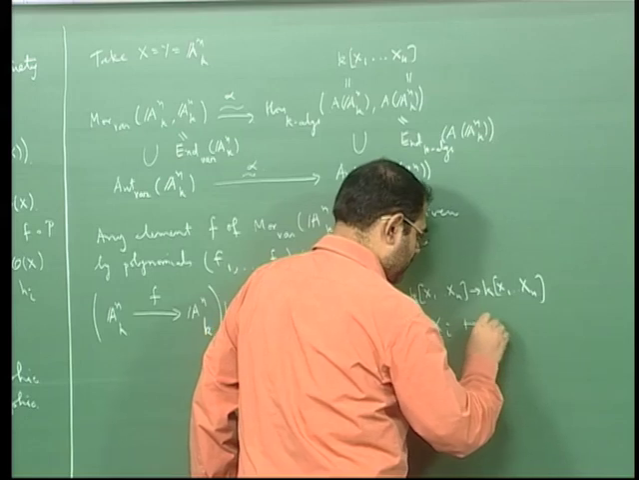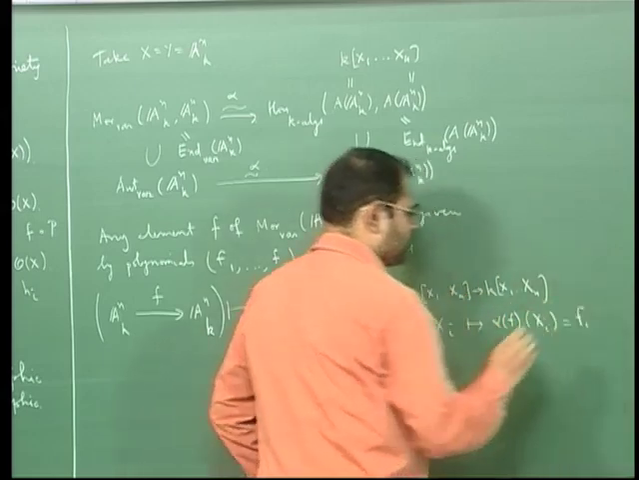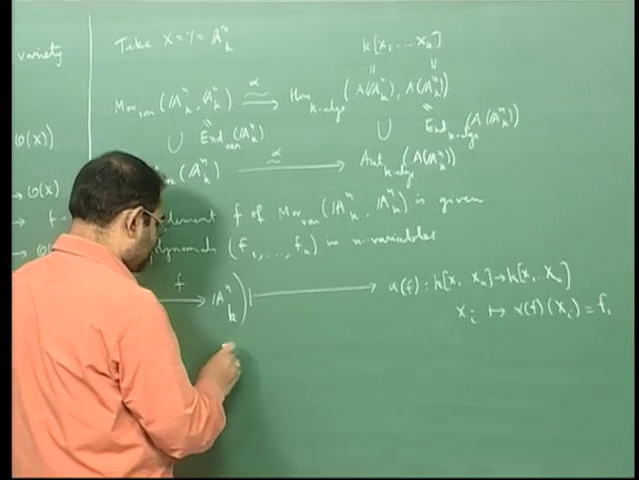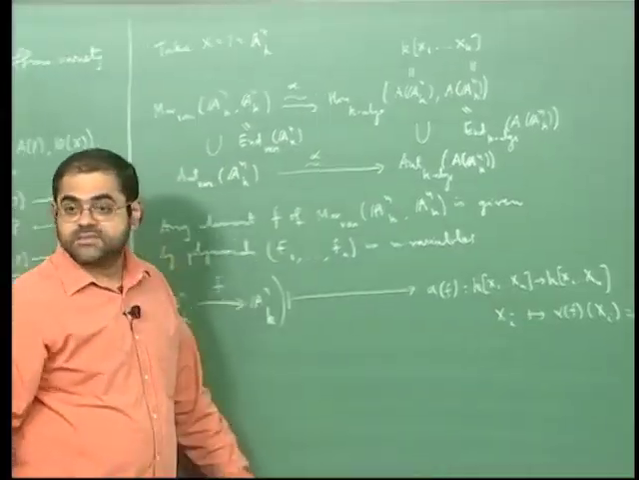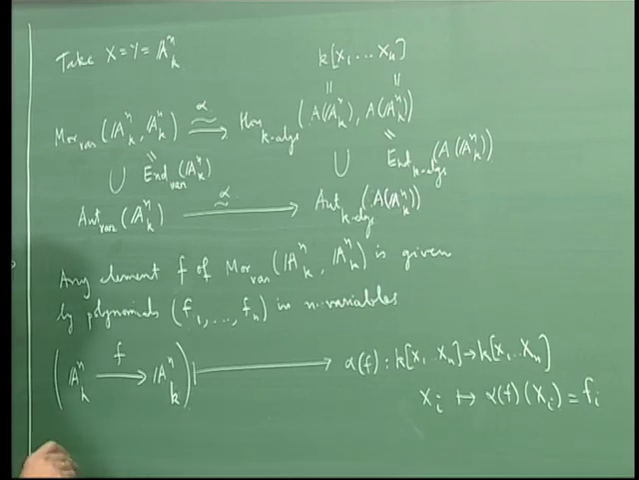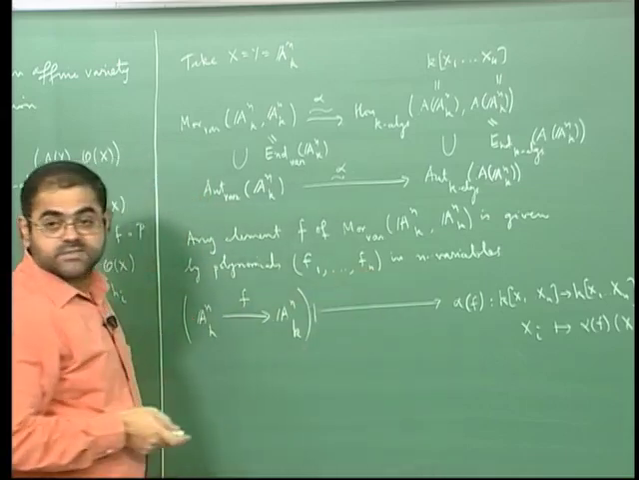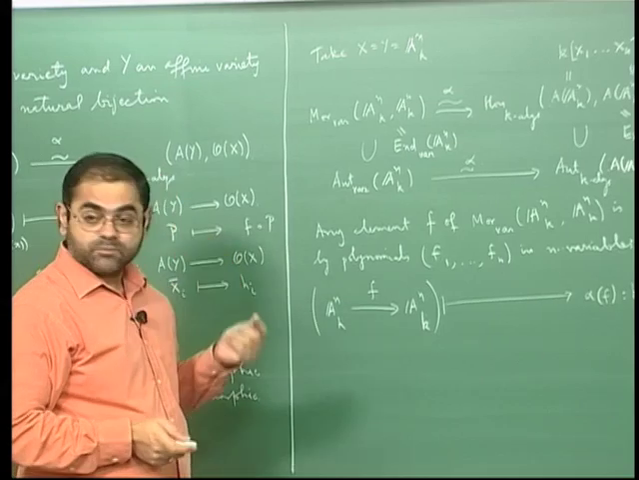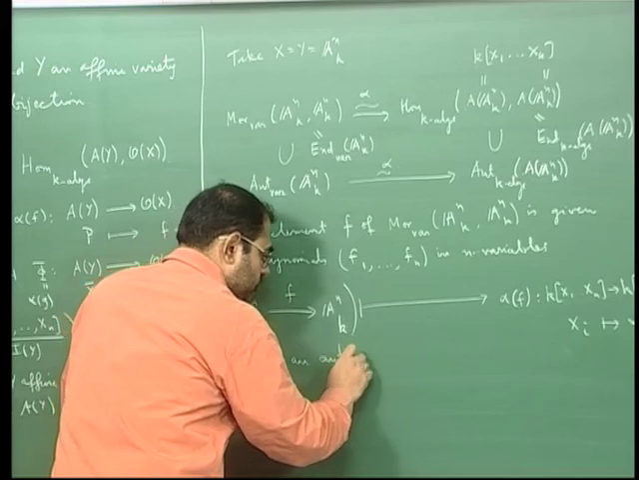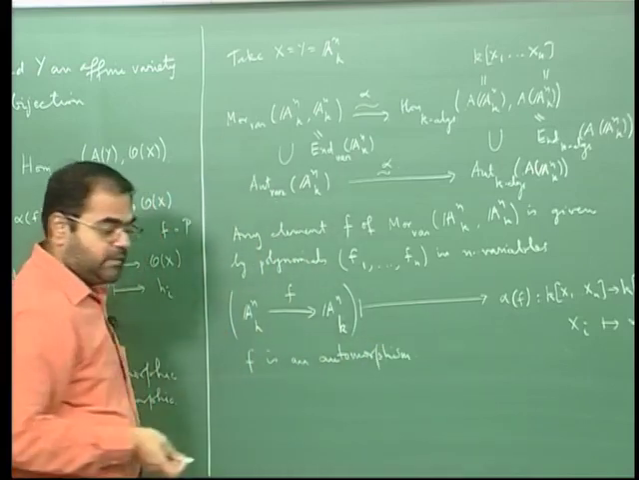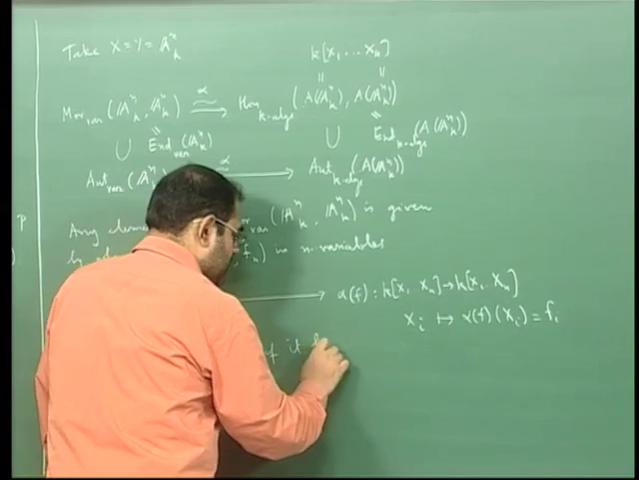So I have xi going to alpha of f of xi, and I am calling this fi. So essentially, corresponding to this morphism A^n to A^n, that corresponds to giving me n polynomials, and that's what I have written in the previous line, that a morphism from A^n to A^n is simply given by n polynomials in n variables. And when is this morphism an isomorphism? When it has an inverse. F is an automorphism, that is it is an invertible morphism, namely an isomorphism, if it has an inverse.